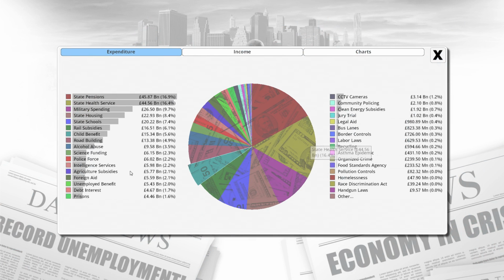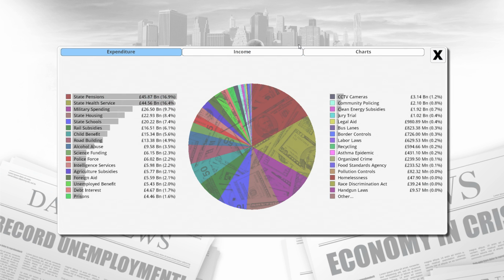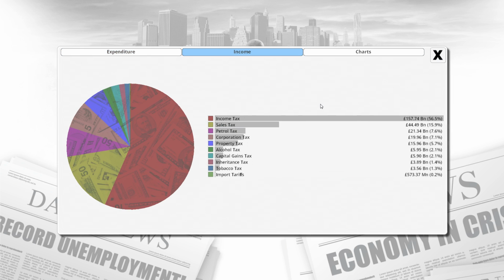Here we can see what our expenses are. Our biggest expenses are state pensions and state health service, and that's weird because our health service is not that great, or at least our health. And our biggest income is the income tax.